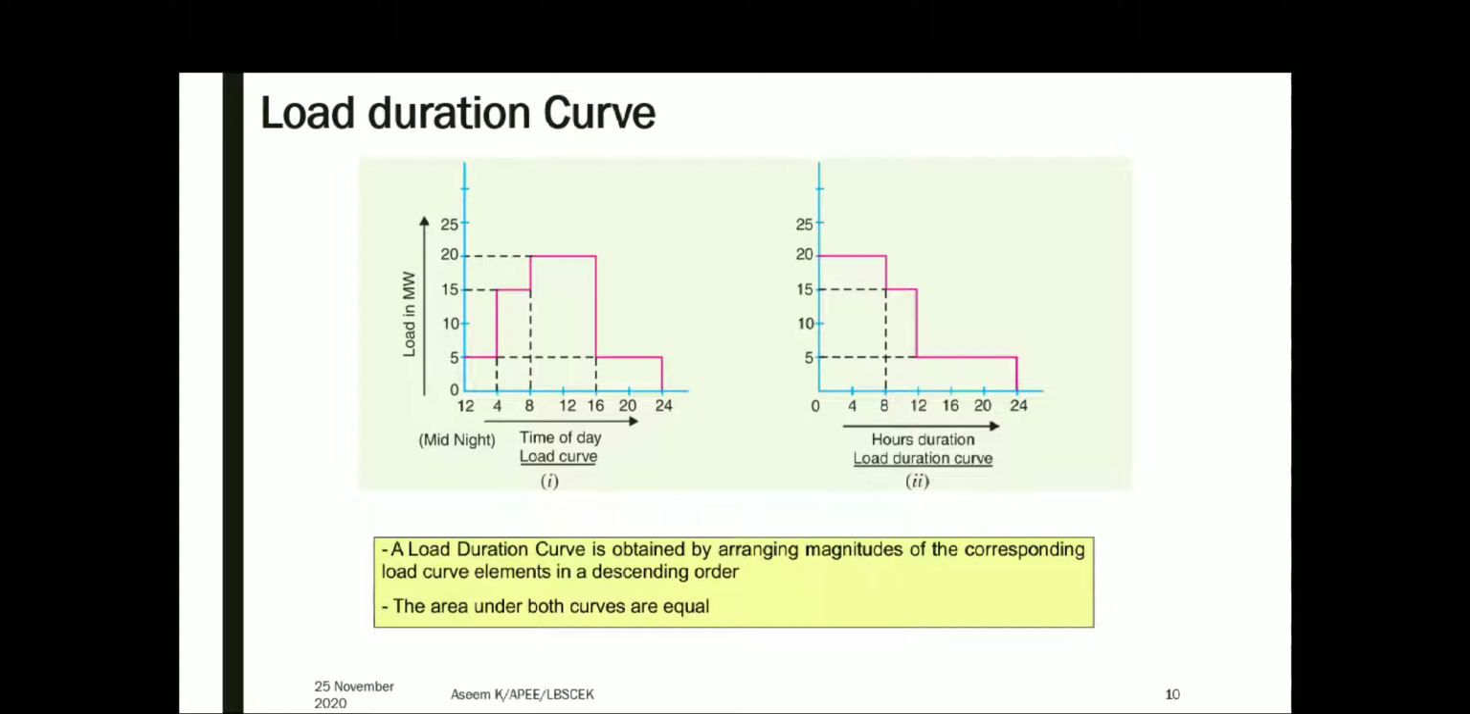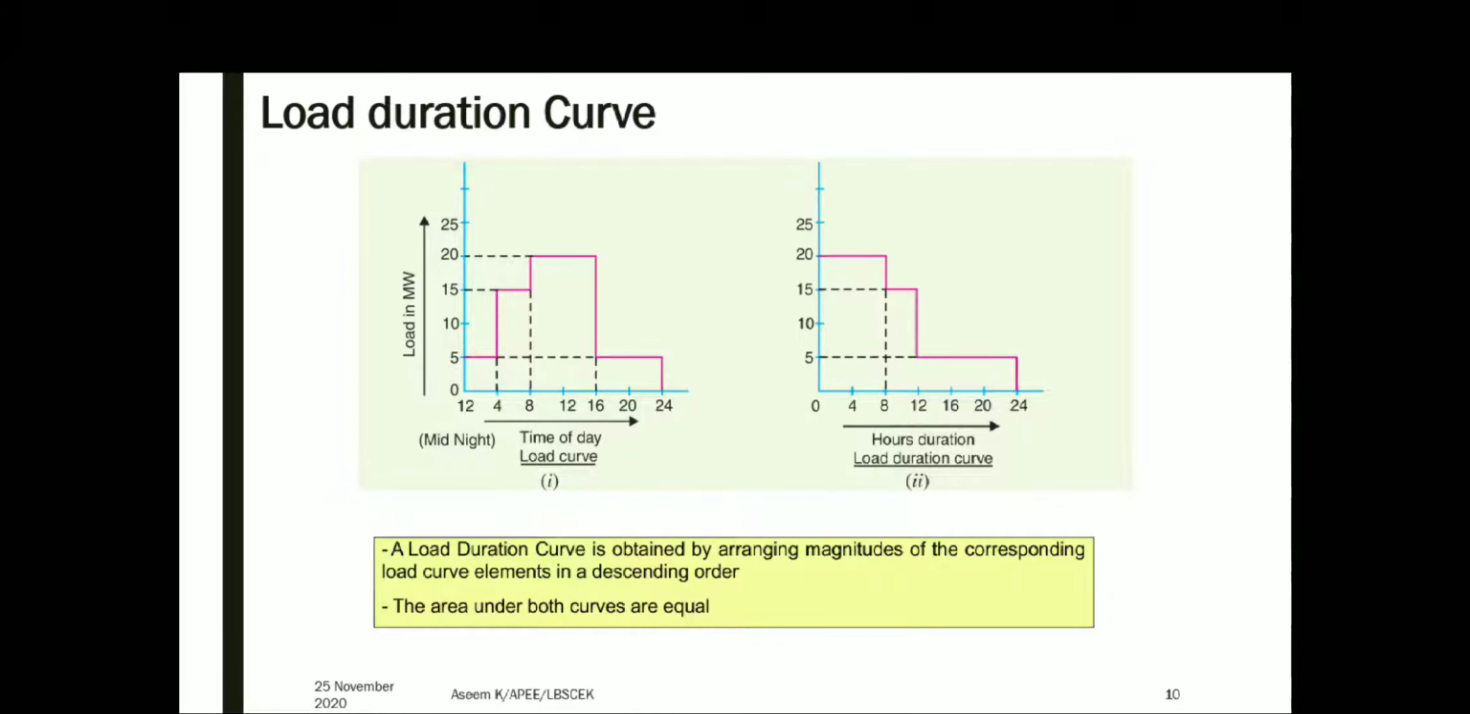Another example of a load curve and load duration curve is shown here. Here the first one is the load curve. You can see that for the first 4 hours the duration load is 5 megawatt, then 4 to 8 it is 15, then 8 to 16 it is 20, then again reduced to 5 megawatt. So you can draw this in a descending manner. The maximum value of the load is 20 megawatt, that is for a duration of 8 hours. So first you can draw 0 to 8 hours.